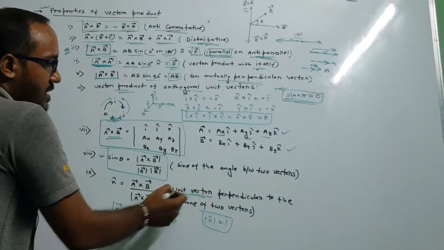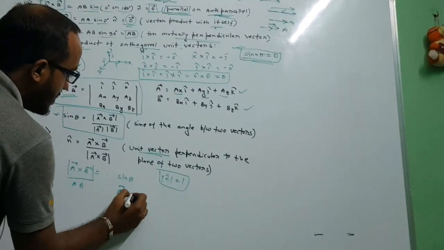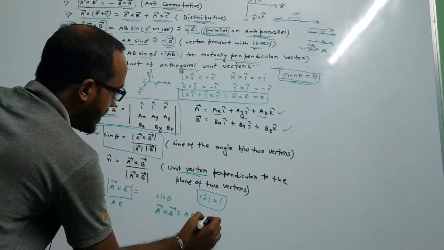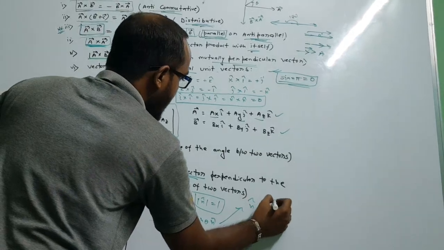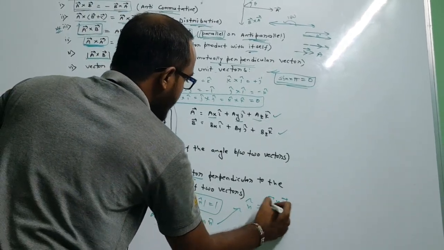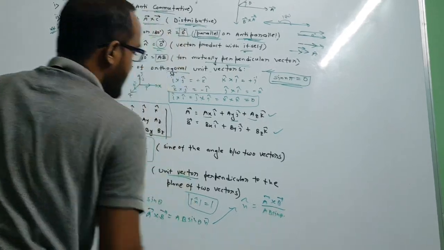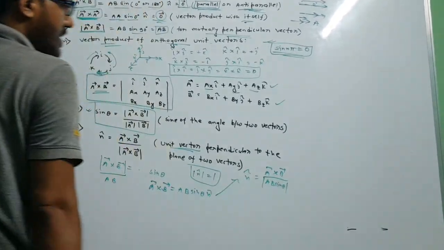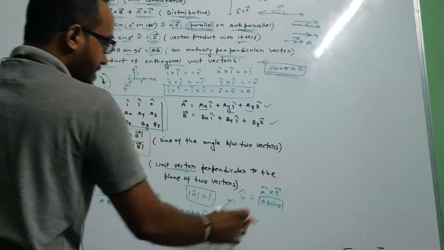Now if we want to find the unit vector, it is as simple as that. A cross B is AB sin theta into n cap. So what would be n cap? n cap would be A cross B divided by AB sin theta, and if we are finding the magnitude, then the unit vector would be A cross B divided by mod of A cross B. What is AB sin theta?